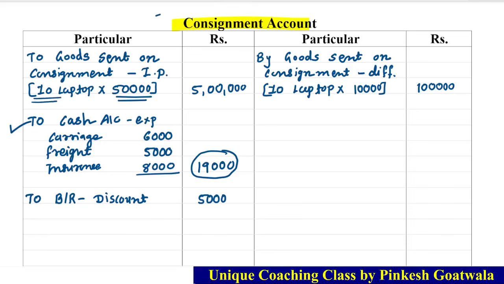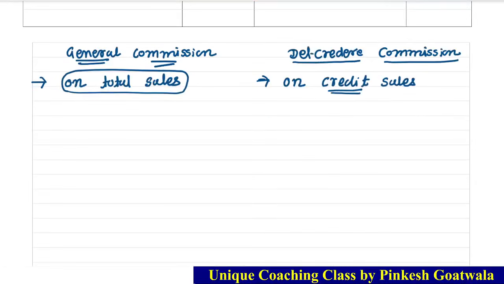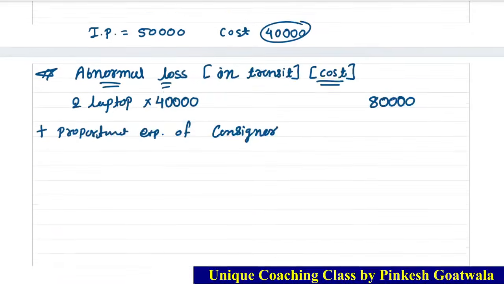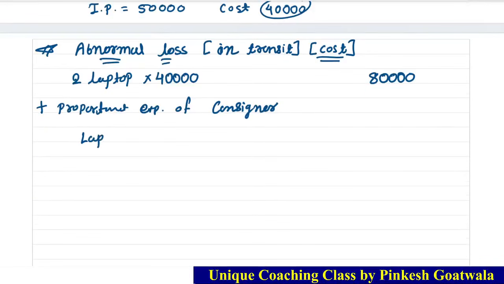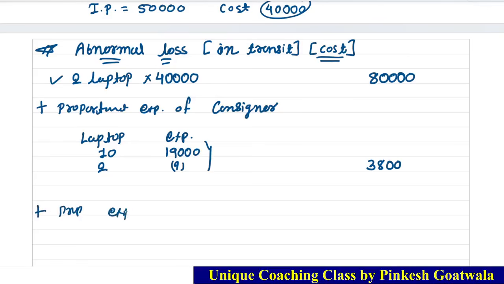And how many laptops? 10 laptops. So he made expense of 90,000 on 10 laptops. Okay, this loss has happened against 10 laptops. Laptops 10 and expense was 90,000. So right now 2 laptops were damaged. So what will it be for 2? So it will be 3,800. Now here we add expense of consigner, but remember we didn't add expense of consignee.